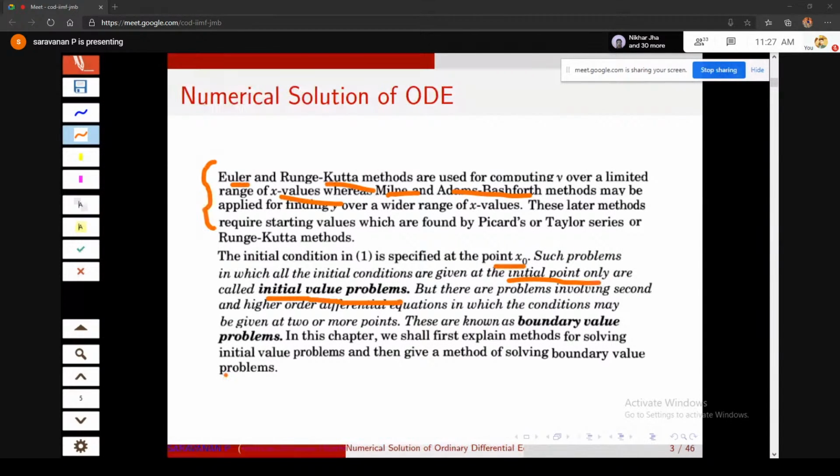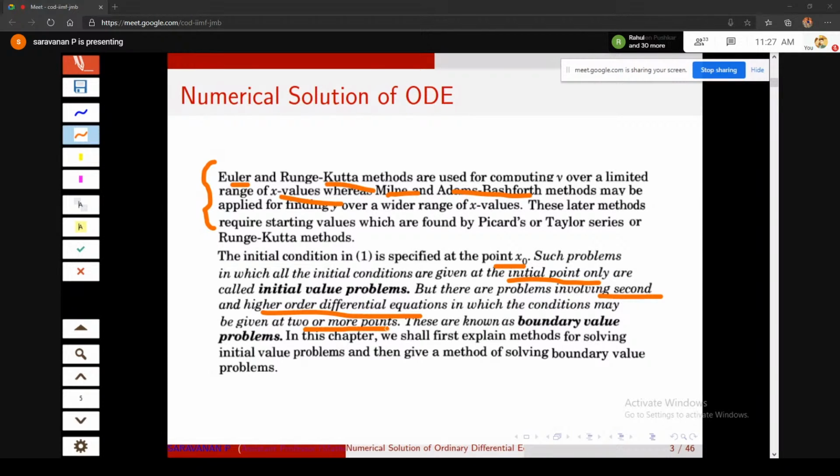So these problems are known as initial value problems, where we will be given the initial condition specified at only one initial point at x0 here. But there are some problems involving the second order and higher order differential equations in which the conditions may be given at two or more points.